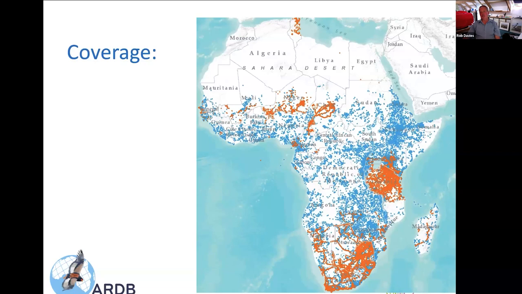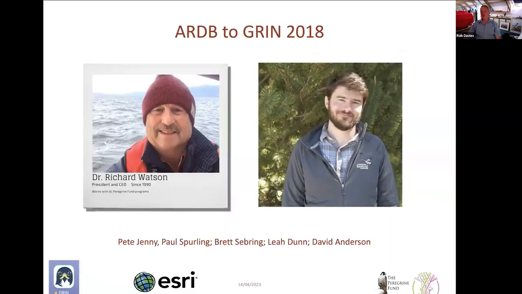But let's talk a little bit about the data. So this is the ARDB coverage. The blue shows historic records, orange current records. Then in 2018, I presented the data to the Peregrine Fund, who have supported it from the start. And we've also had a lot of support from Esri, the software manufacturers.